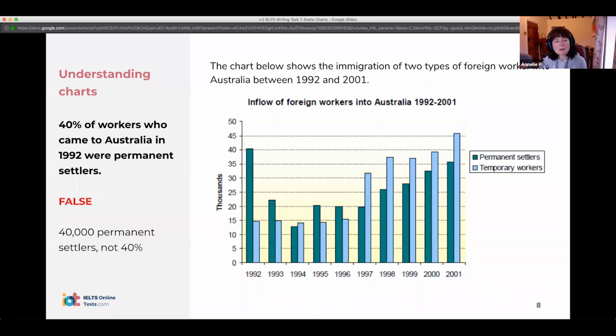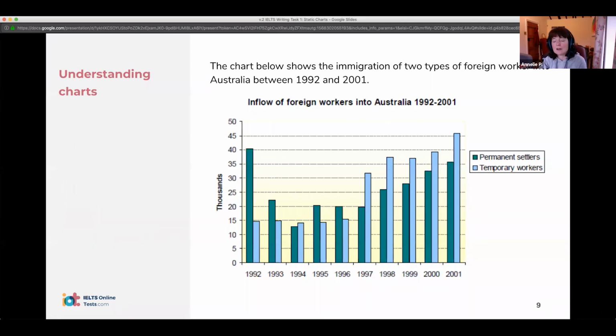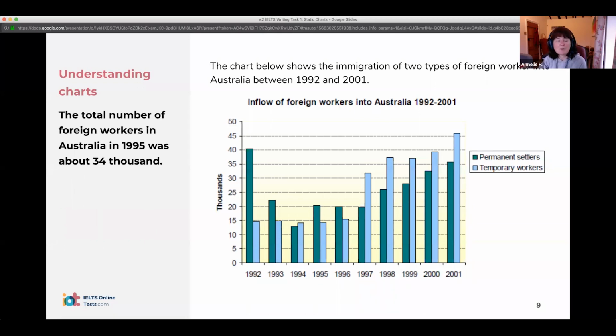Okay, so all right, the total number of foreign workers in Australia in 1995 was about 34,000. Again, think about this very carefully.